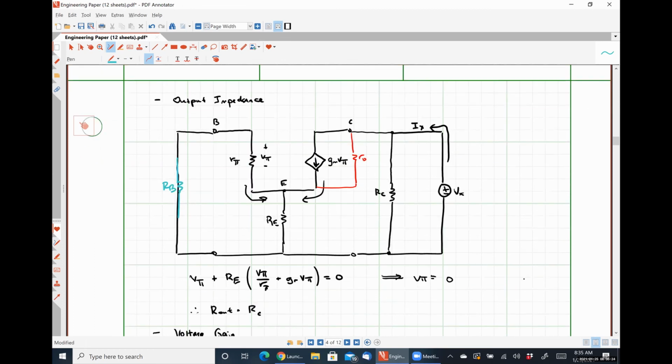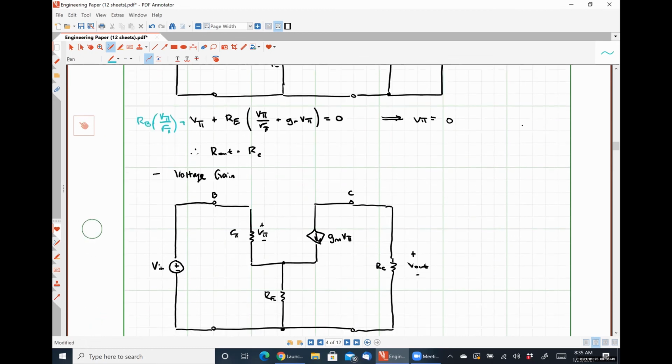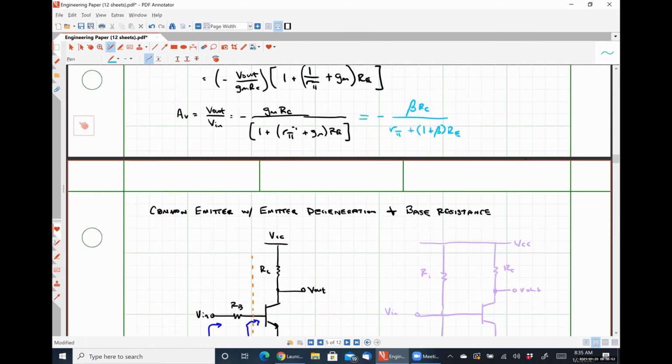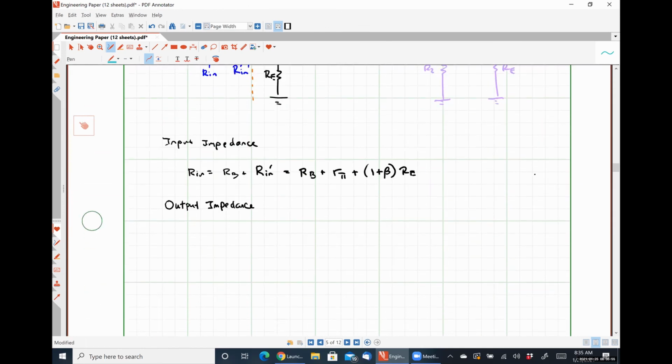How would this influence this Kirchhoff's voltage law equation? Well, we would have RB multiplied by V pi over R pi, plus all this other stuff. Does that change the value that we get for V pi at all? No, it's still 0, which means this base resistance does not have any effect whatsoever on our output resistance. And so we can see easily that R out is still equal to RC.